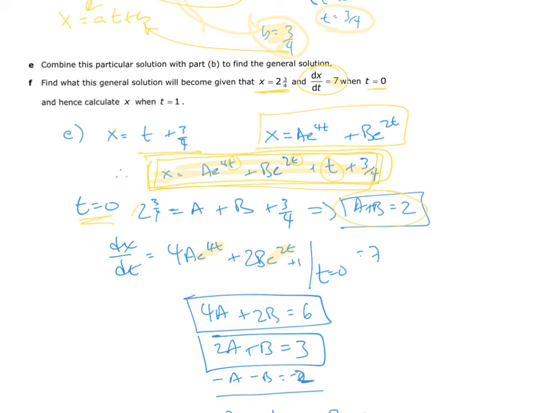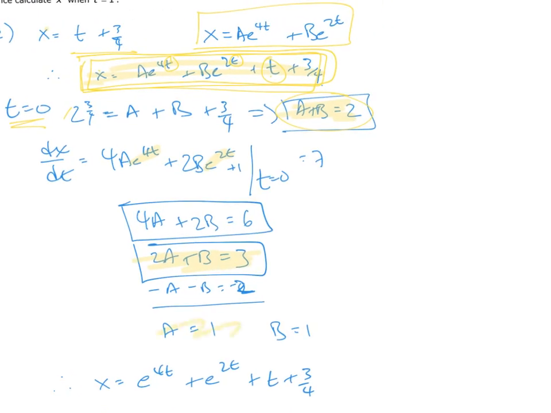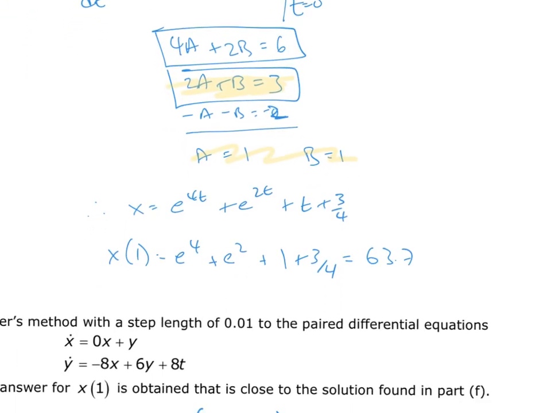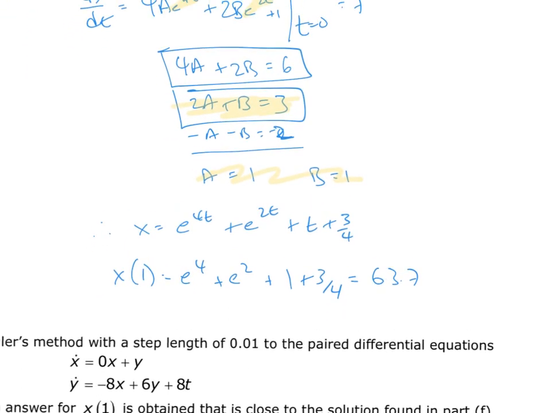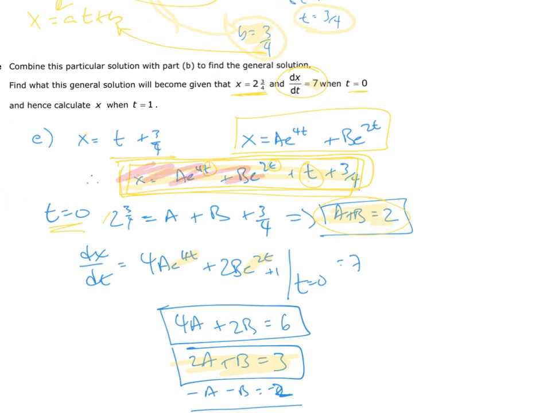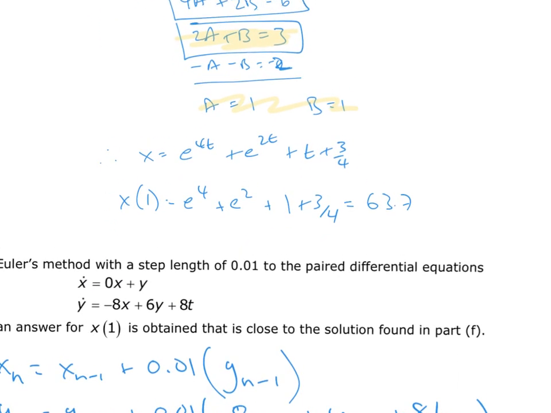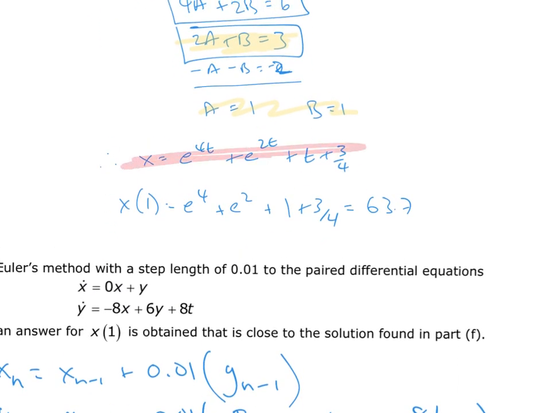Subtract it over, it gives me 6. I simplify it. So now I have a plus b is 2 and 2a plus b is 3. Solving for them both, I get a is 1 and b is 1. If I take these values and plug them into this initial equation that I came up with, here is my solution. And if I want to plug in 1, I plug 1 in for all my t values, and it ends up being 63.7.